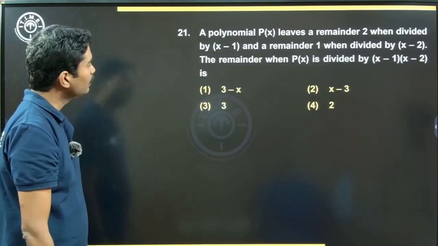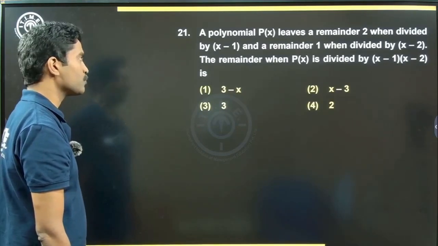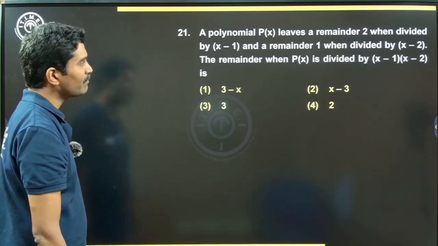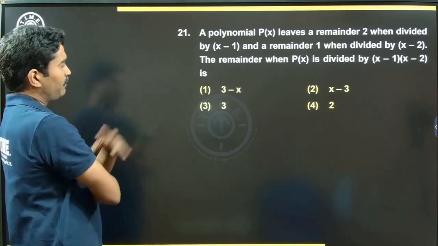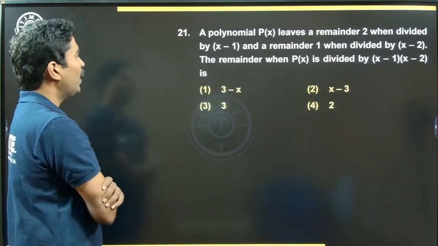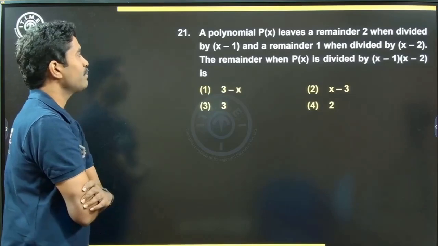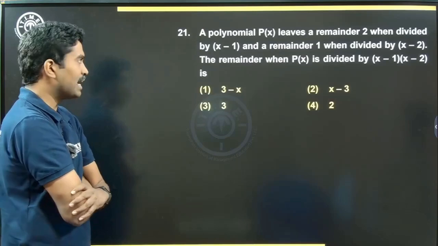Next question. A polynomial p of x leaves a remainder 2 when divided by x minus 1 and the remainder 1 when divided by x minus 2. Okay, before we read further, we have studied the remainder theorem, right? What does it mean? When a polynomial p of x is divided by x minus a, the remainder is p of a or f of a, correct?